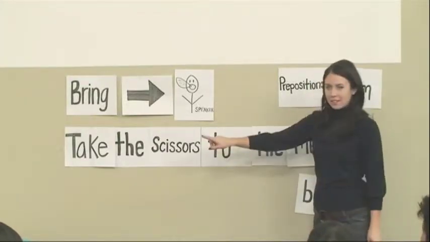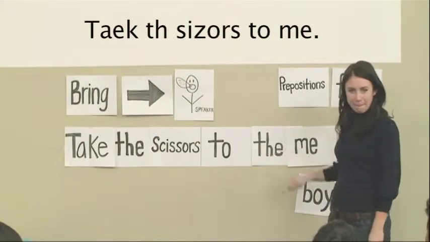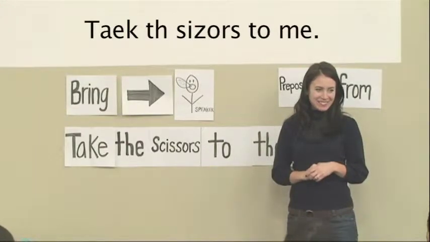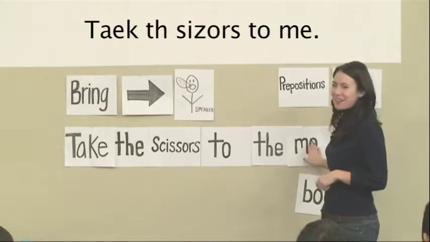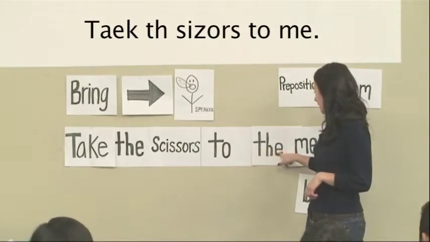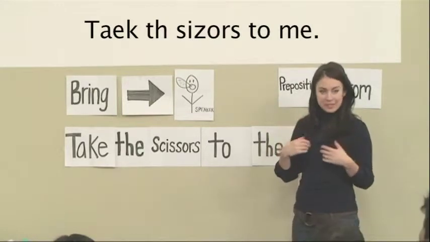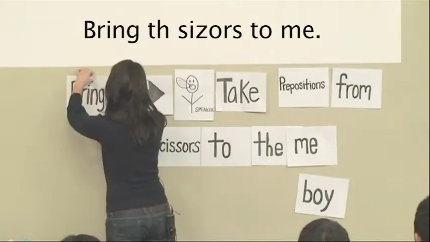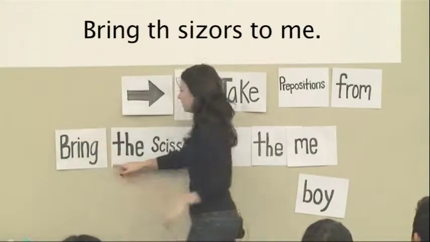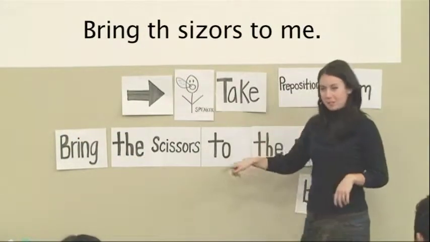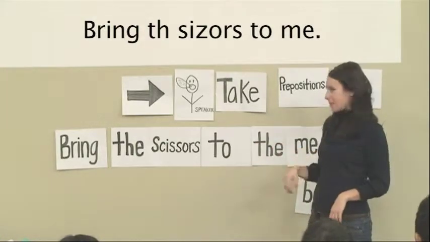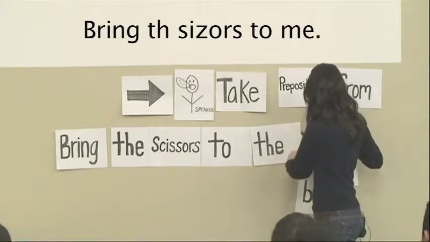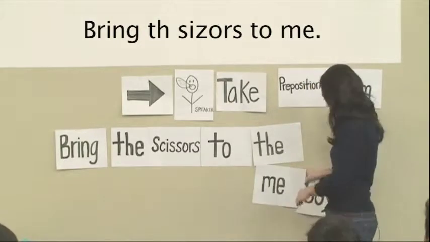Can we say this one? Take the scissors to me. Do you think that one's correct? No. How come? Do you know why? It's okay. You're right, though. This one's not right. We don't say take the scissors to me because it's towards me, right? The action goes towards the speaker. So we want to use this one. This one is bring. So the action goes towards the speaker. Bring the scissors to me. Oops, sorry. This should have been right here. I made a mistake.